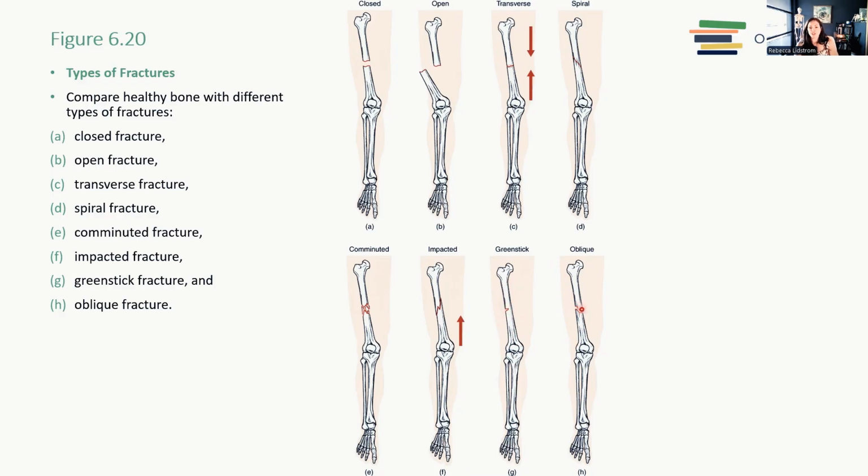Oblique fracture just means it goes in an oblique line. Spiral fracture, transverse fracture going across, open meaning has an open wound and penetrating the skin. Closed means it has not penetrated the skin. So these are just different ways that we can classify and talk about a fracture.